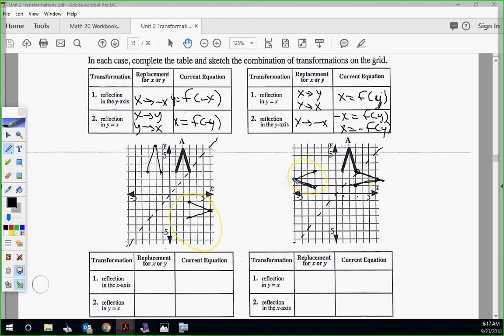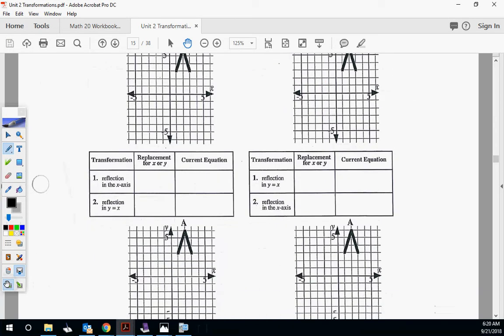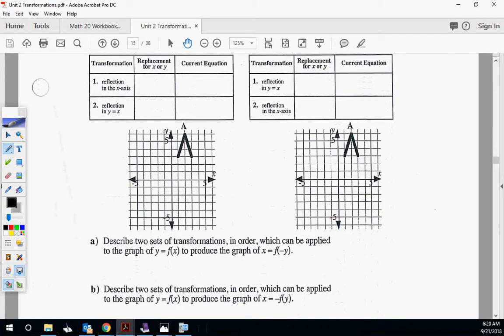Okay, I'm going to lose these. You got to make sure to refer to these for these next two, and then when we get to the questions at the bottom. Okay. All right.